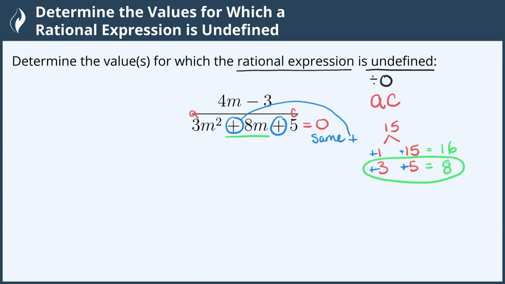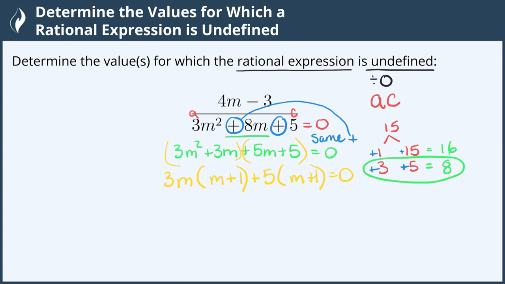So we'll replace our middle term, so we have 3m squared, and then we'll replace it with plus 3m plus 5m plus 5 equals 0. Now we can factor by grouping. The greatest common factor in the first two terms is 3m, leaving us with m plus 1. And the greatest common factor in the second two is positive 5. So we'll factor out plus 5, and we're left with m plus 1. And this still equals 0.